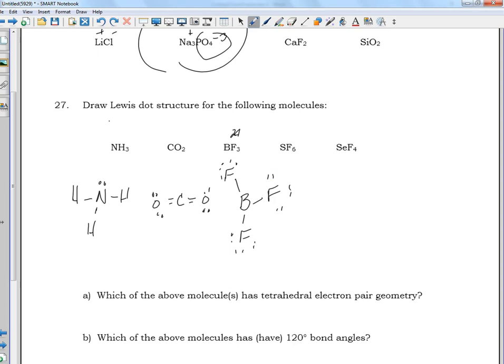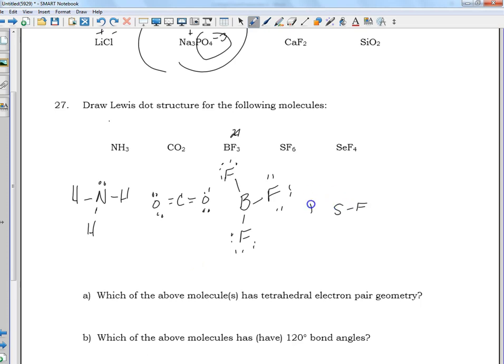Now, looking at that, boron is breaking the law. He does not have 8 electrons, but funny enough, he's actually okay with that. He has 3 valence electrons. He's okay with giving one away. He just doesn't share completely. So he's kind of like an ionic and kind of not.